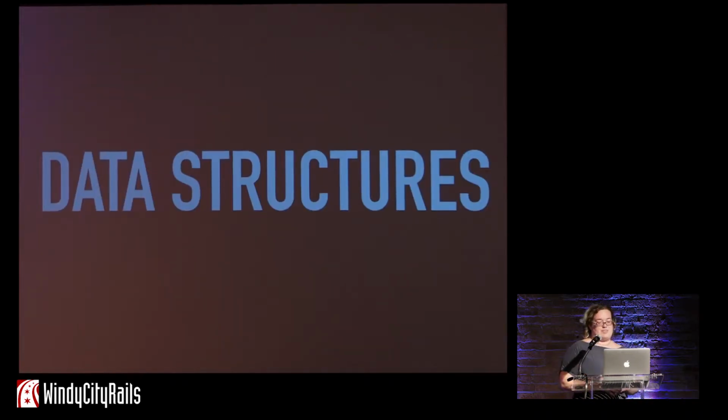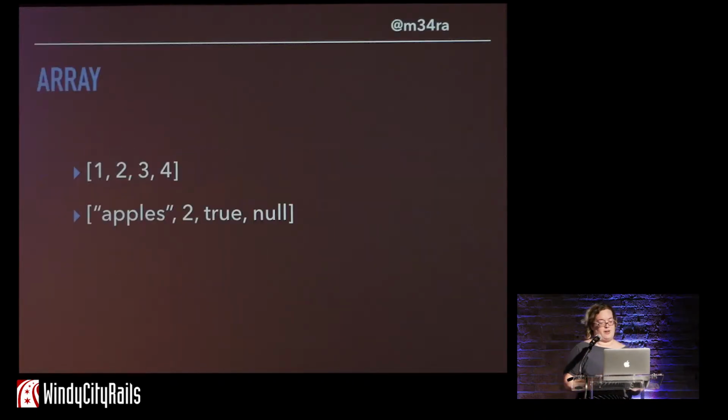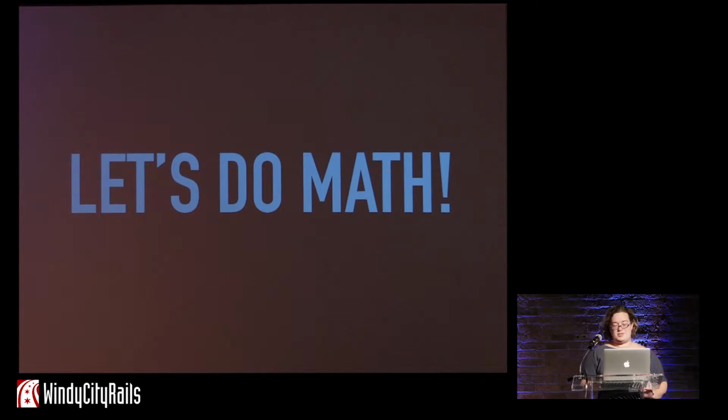JavaScript also has a bunch of different types of data structures, but for the purposes of this talk, we only need to worry about one, which is array. So an array you can think of as a collection, and it can be a collection of all of one type of thing, like this array of integers, or it can be a bunch of different things like the second example.